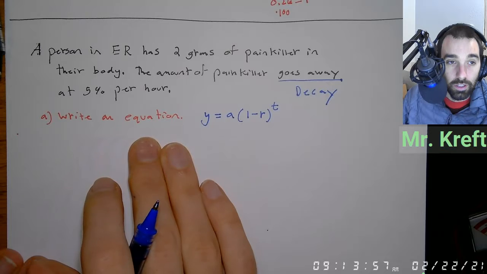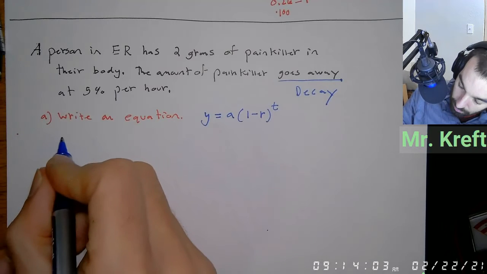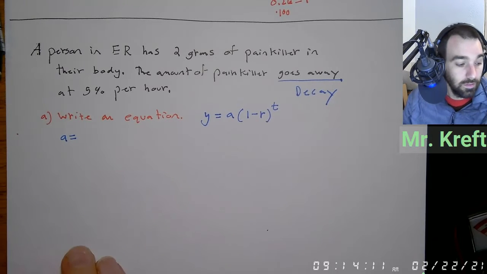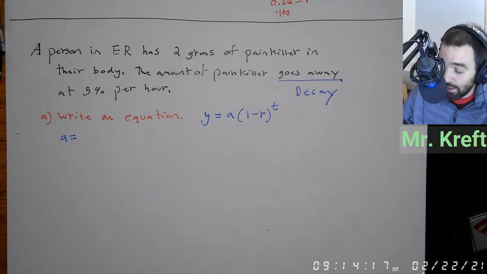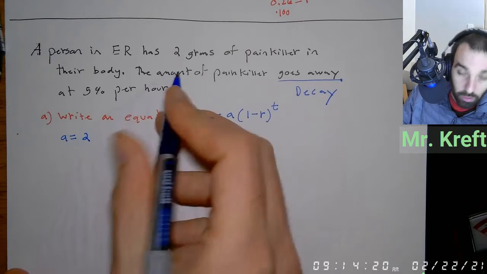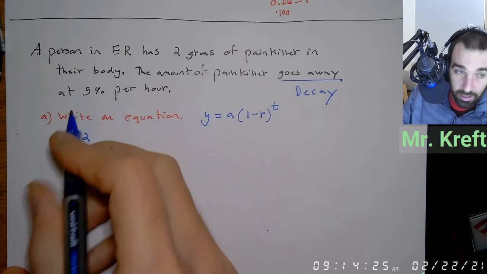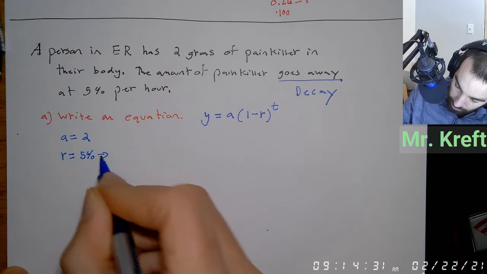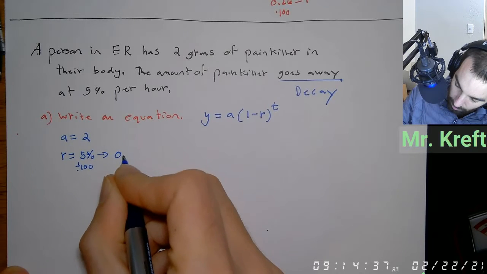To write the equation, we need to figure out our a and our r. This is what we've been working on in our homework. So in chat, what's our a? Our a is our initial amount, so it's 2 grams. Our rate is decreasing at 5%, but I want to write that as a decimal. If you divide by 100, we get 0.05.